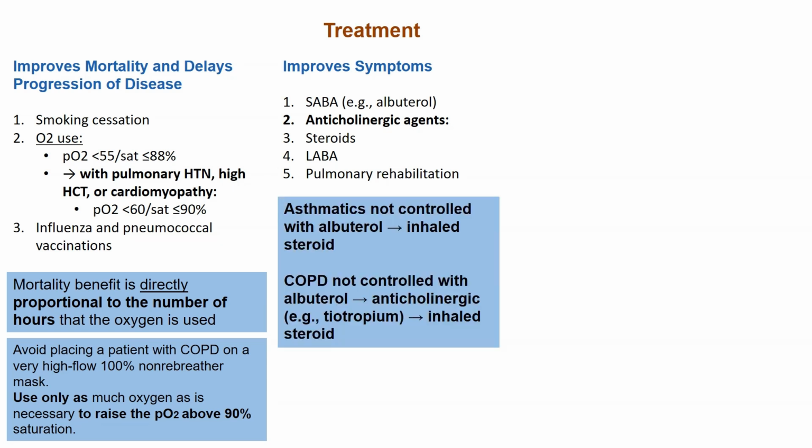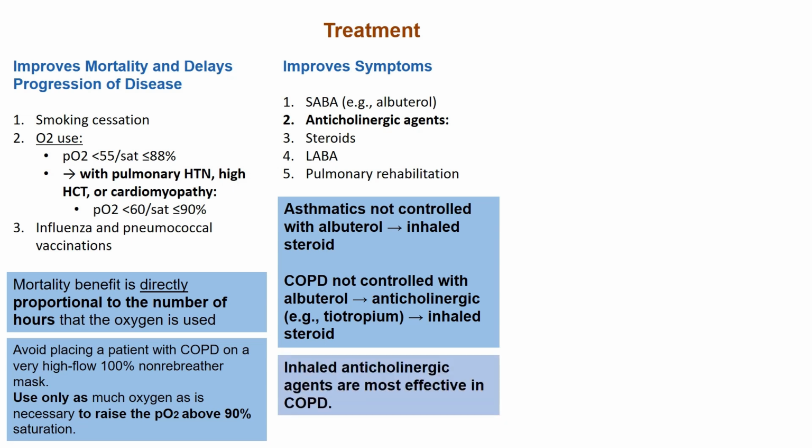As you know, in asthmatics, if the patient is not controlled with short-acting beta agonists, we move on to inhaled steroids. But with COPD, most patients are not improved with the short-acting beta agonists, but we do not move on to the inhaled steroids. We move on to anticholinergics first, like tiotropium, and then we move on to the inhaled steroids. Inhaled anticholinergic agents are most effective in COPD.